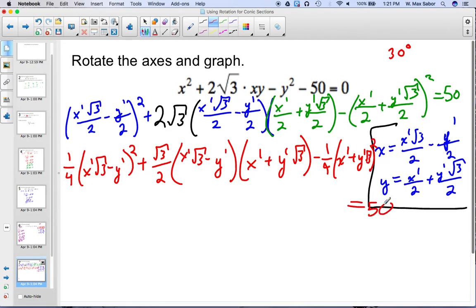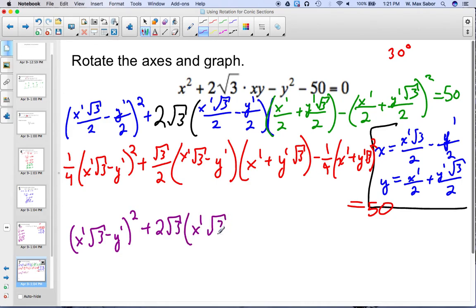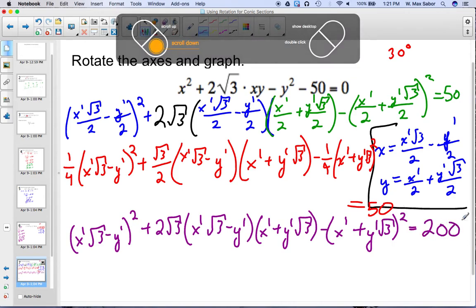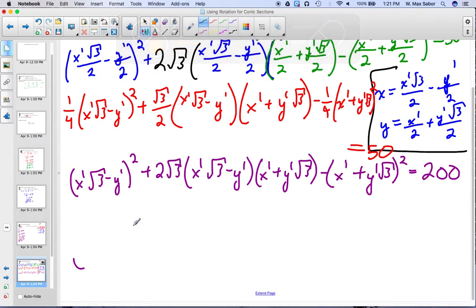That all equals 50. So if we multiply by 4 on both sides, we get x prime square root of 3 minus y prime, squared, plus 2 square root of 3 times x prime square root of 3 minus y prime, times x prime plus y prime square root of 3, minus x prime plus y prime square root of 3, squared equals, multiplied by 4, so 200. Let's start multiplying things out.